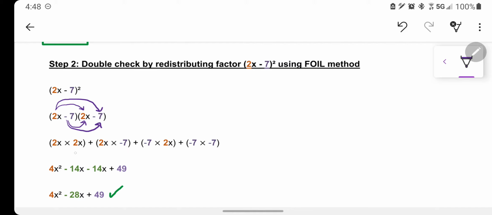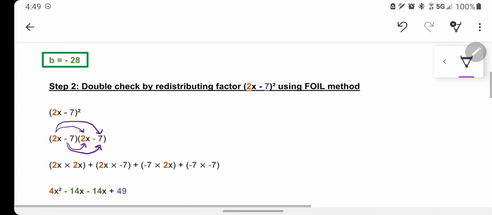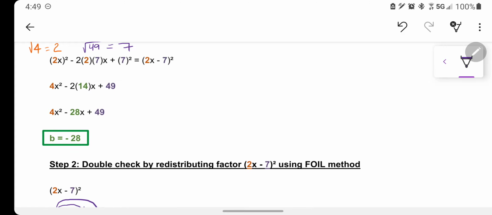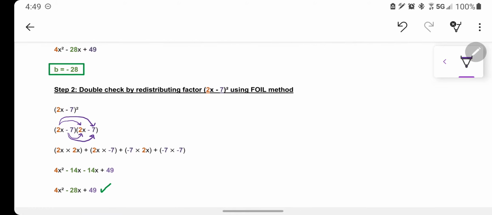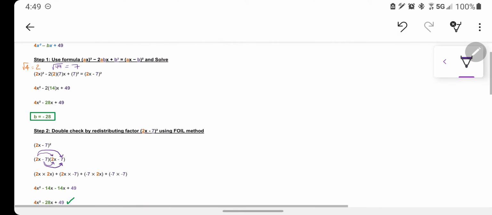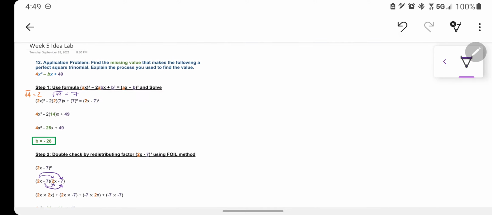And now when you add them all together, 2x times 2x equals 4x squared. The 2x times minus 7 would equal minus 14x. The same with this one, minus 14x. And then negative 7 times negative 7 will equal the 49. Then we just add those two together, and it would equal negative 28x. That's the formula that we have listed above in step 1. So that's what we're looking for. And that is how you solve application problem number 12.